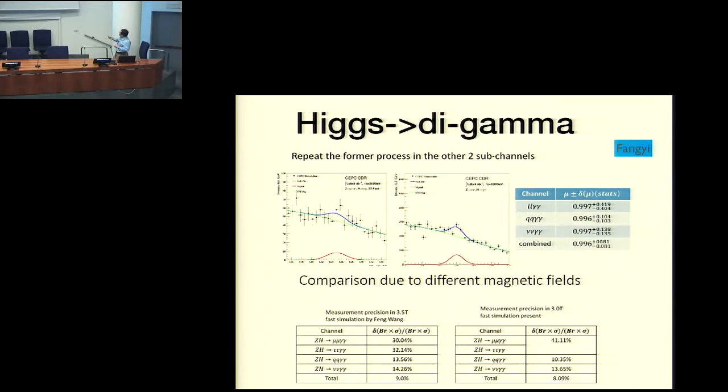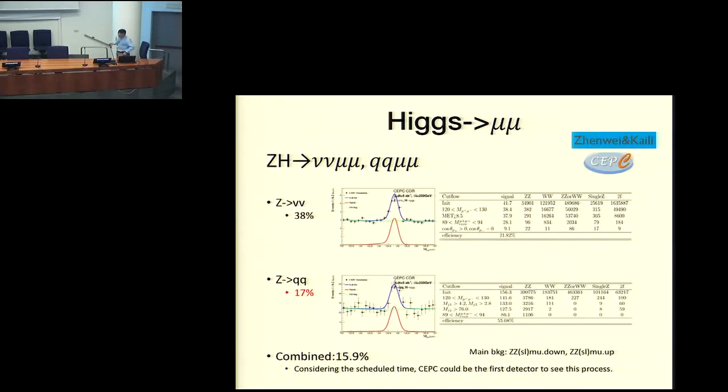The pre-CDR results are based on the CPV1. Now we try to update these results in the new data geometry. We call that the 3 Tesla framework. The results are consistent. And for Higgs to mu mu, this suffers more from the lower magnetic field because the tracking momentum resolution is more sensitive to the magnetic field, B field.